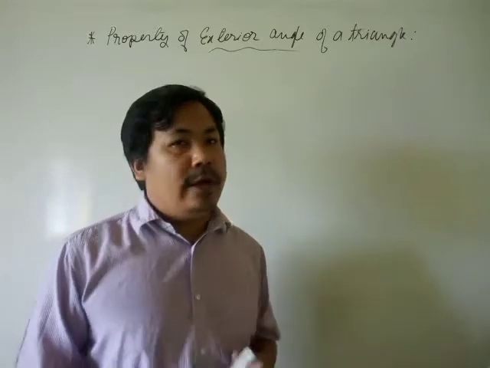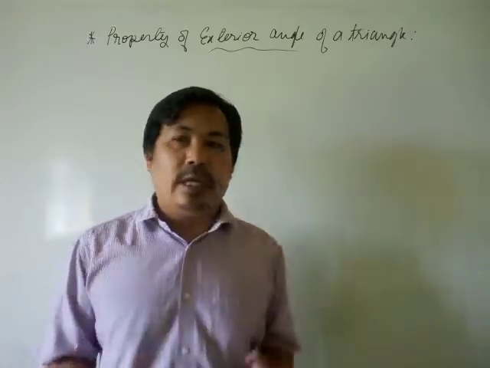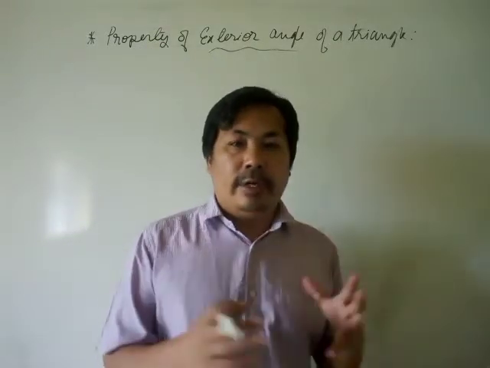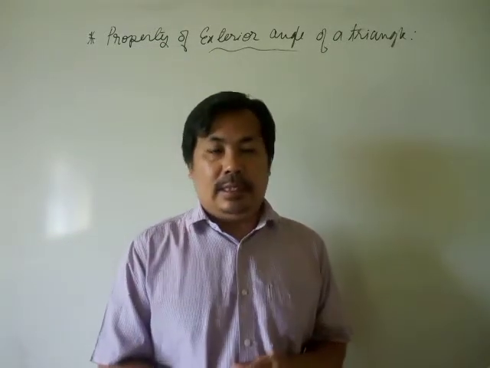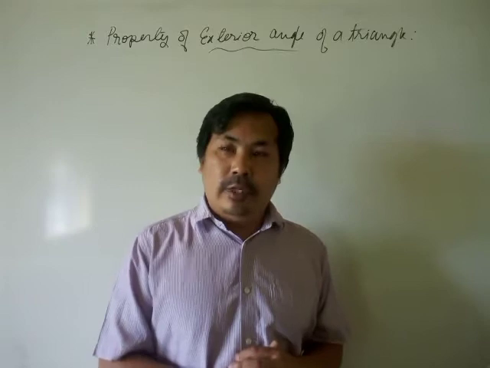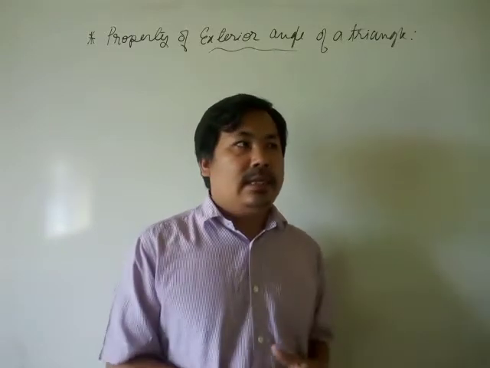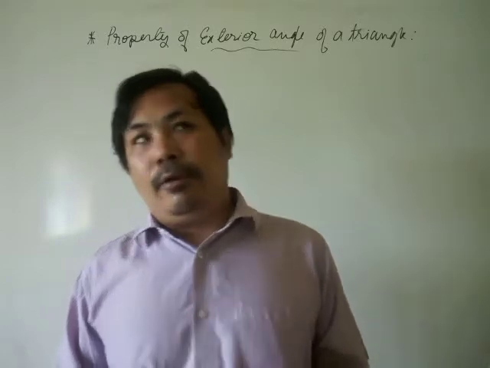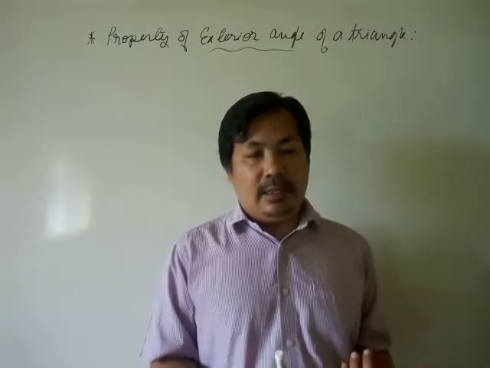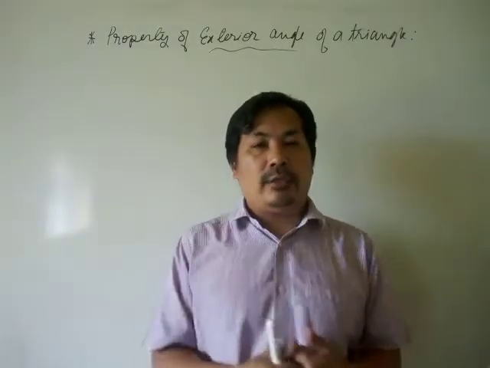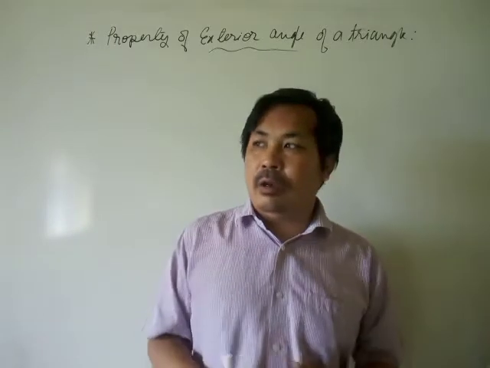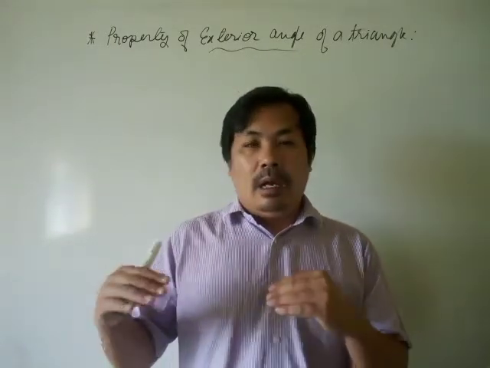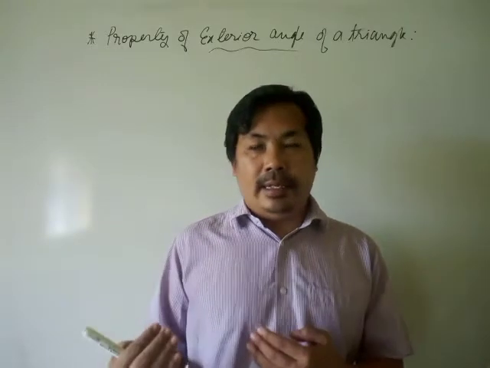So what is the exterior angle of a triangle? We know what a triangle is. The triangle is a closed figure that is bounded by three sides, isn't it? Yes. So it is a polygon having three sides and also three angles. The three angles are interior only, but one more angle is called the exterior angle of a triangle.